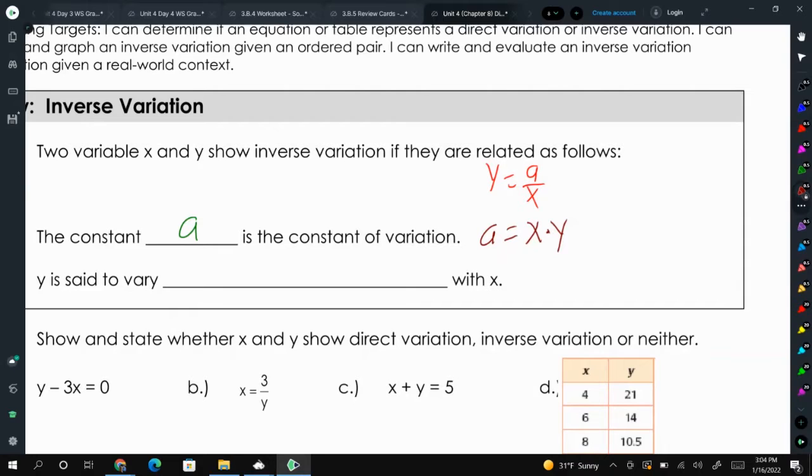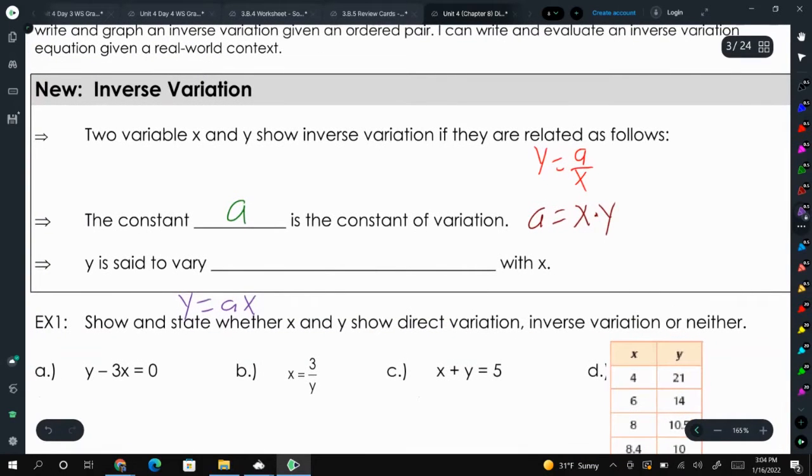So this can get a little bit confusing because with inverse variation, the general equation is y equals a over x, but to find the constant of variation, you multiply x and y. Whereas with direct variation, that equation was y equals a times x, and to find the constant, you divided x and y. And then in word problems, we see the word inversely. That's how you will know to use this formula.